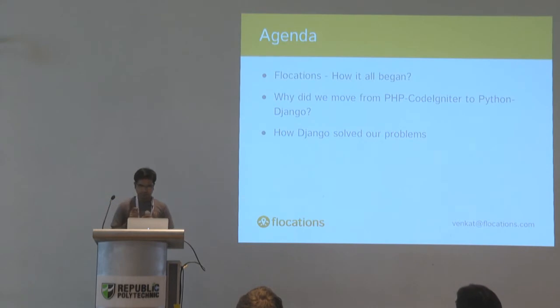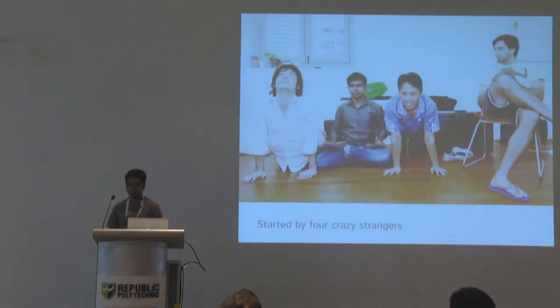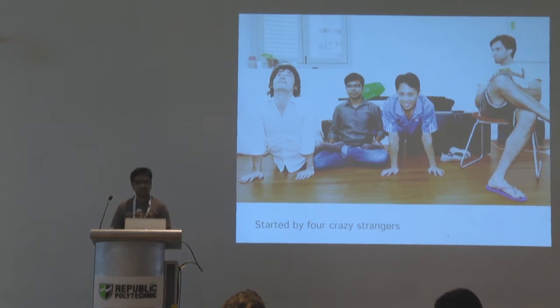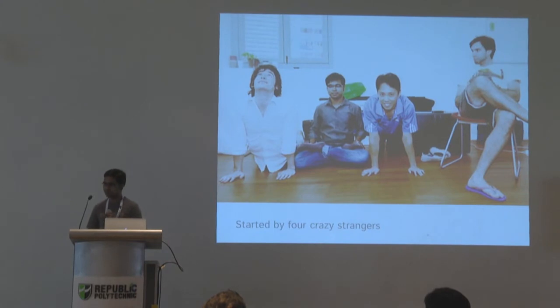First, I'll give a brief introduction about how Flocations has been started and why we moved from native PHP coding to Python Django, and how Django solved our problems. It was started by crazy guys, and we all met in an event called Startup Weekend, and we managed to get the prototype out in 54 hours.